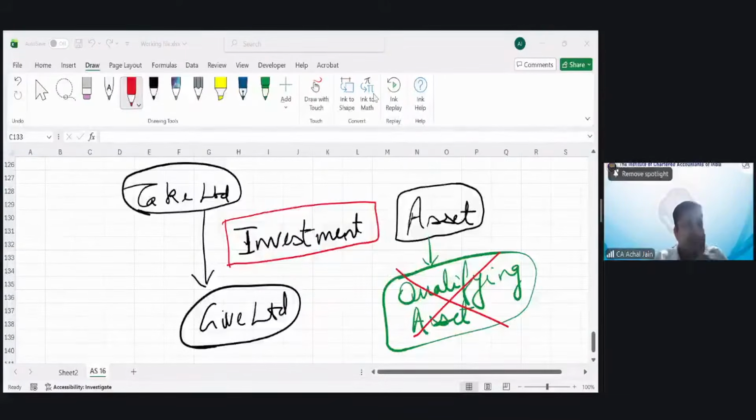Right, sir. Understood? So let's keep it very simple. It has to go to P&L always, except in one situation. What is that? Qualifying assets. So that's how you need to look at it. Otherwise, you will stay confused. Okay, it's not a qualifying asset. Do we have any other situation? What are those situations? There's nothing. Why are you even thinking about it?